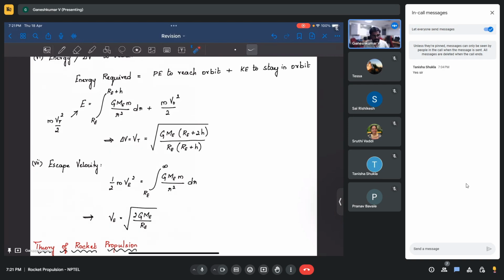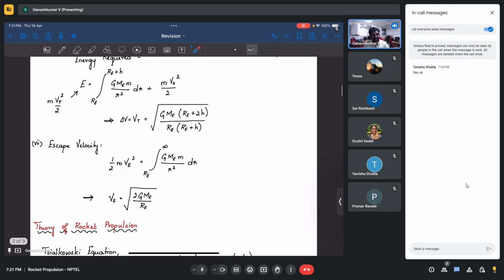There are also other benefits. I will let you explore that. So this is about the delta v, which is nothing but the energy required to put a certain mass of satellite, or mass of anything, into a certain orbit at an altitude of height h.